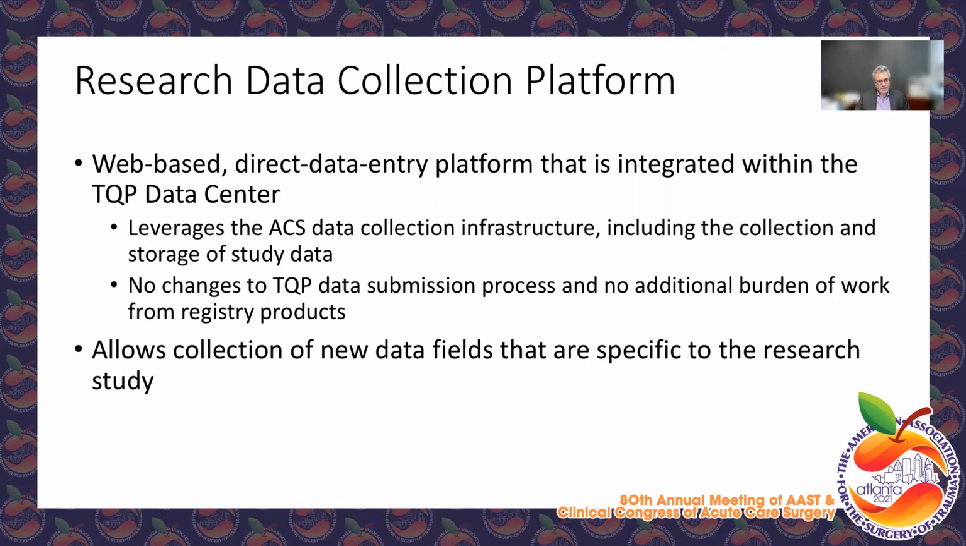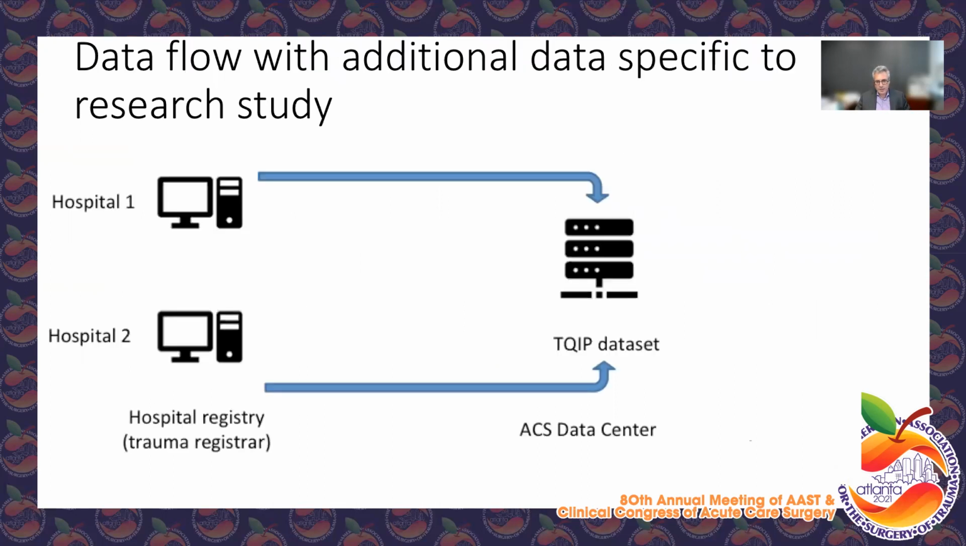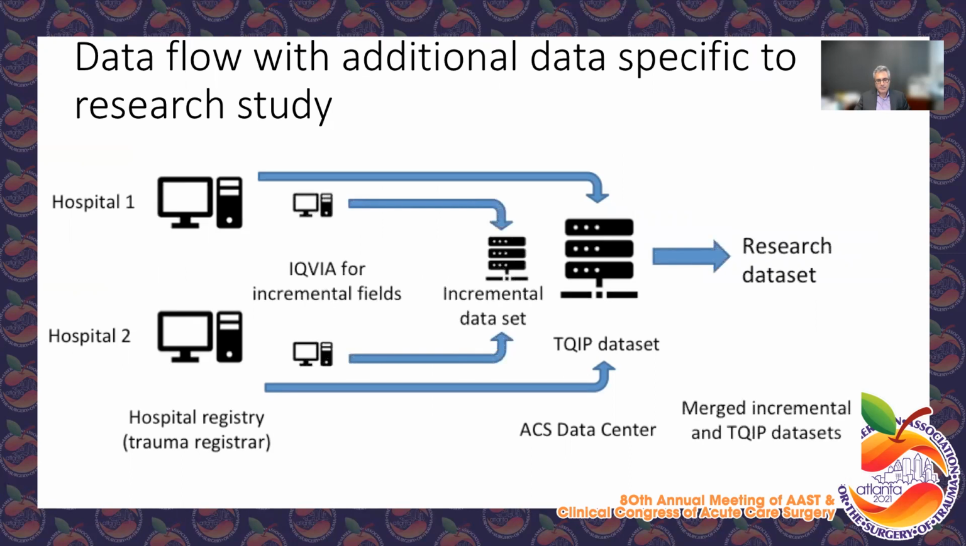So what does it look like? So here's the typical TQIP data collection. What you see on the left are different registries from different hospitals, and that all comes to us to the ACS data center as the TQIP data set. Okay, well, in parallel, you have a web-based data entry platform. IQVIA, you see there, is basically our vendor. So they create this web-based platform, and there is an incremental data set that comes to us.